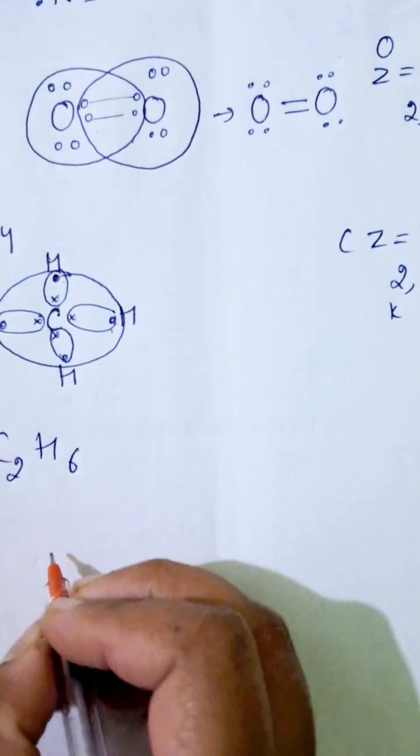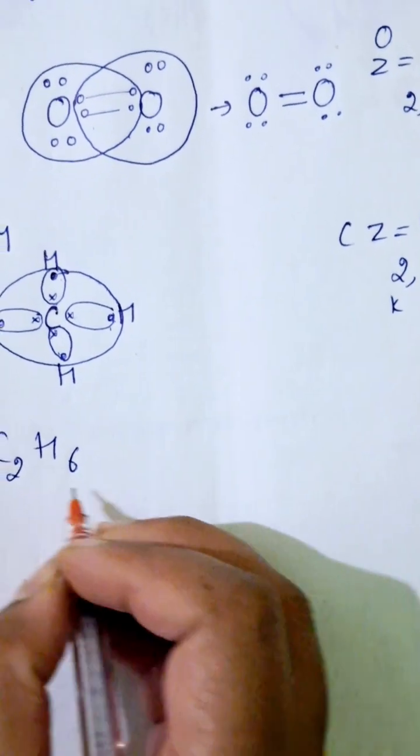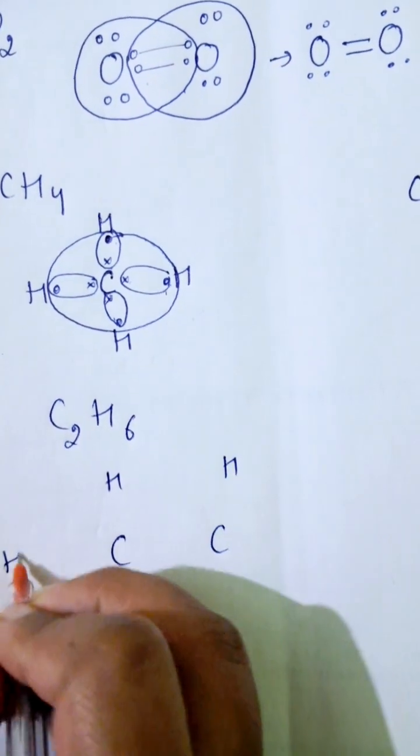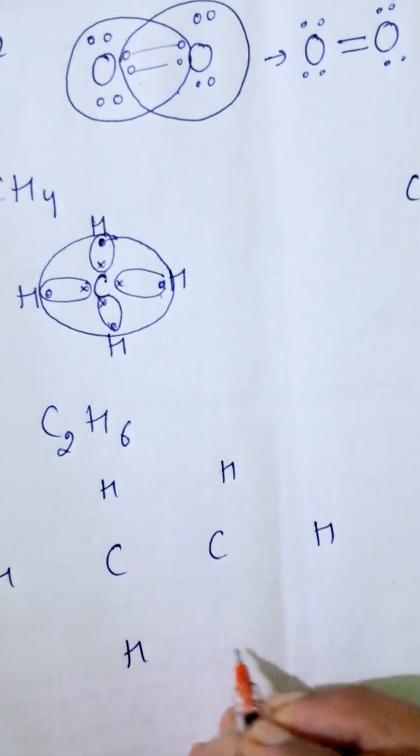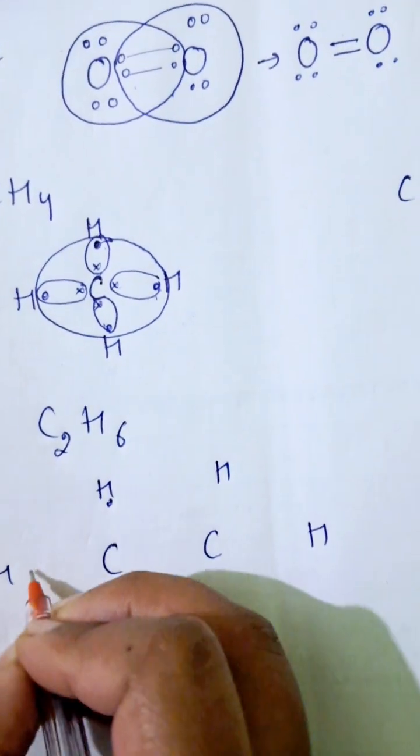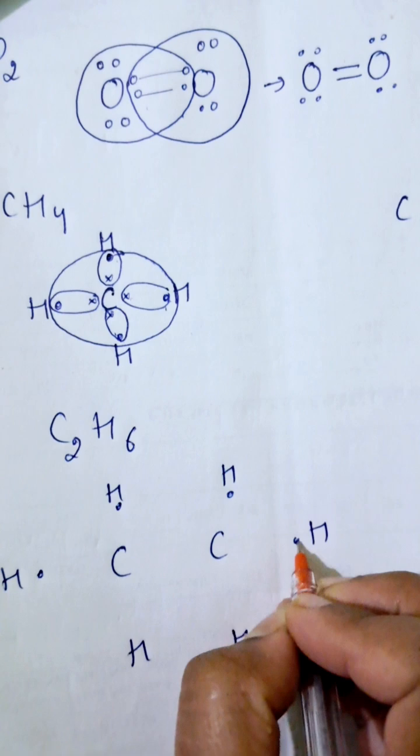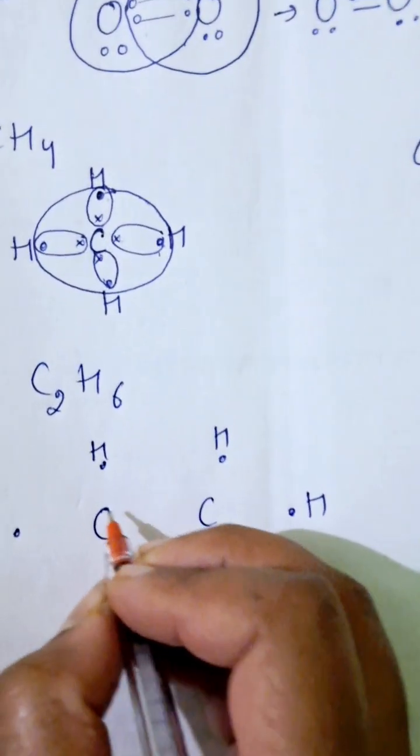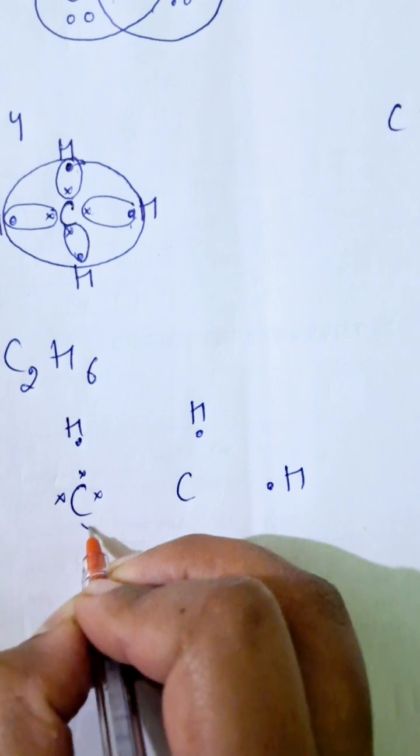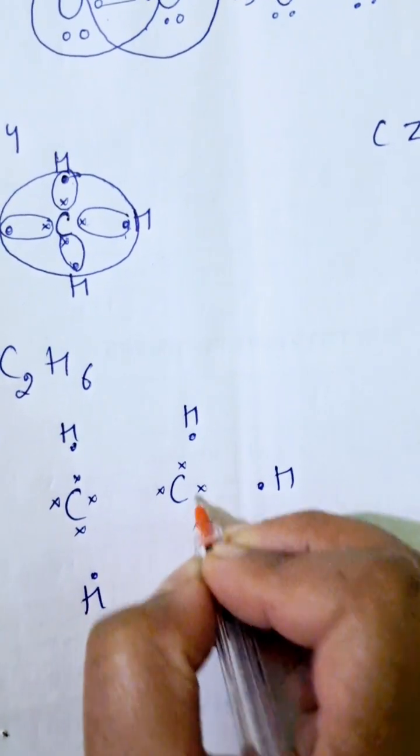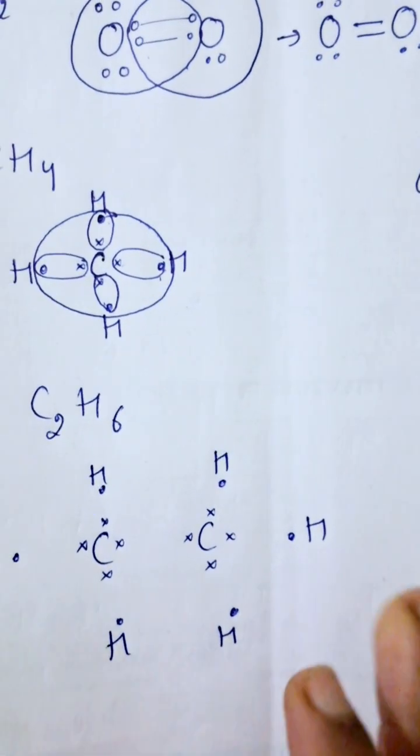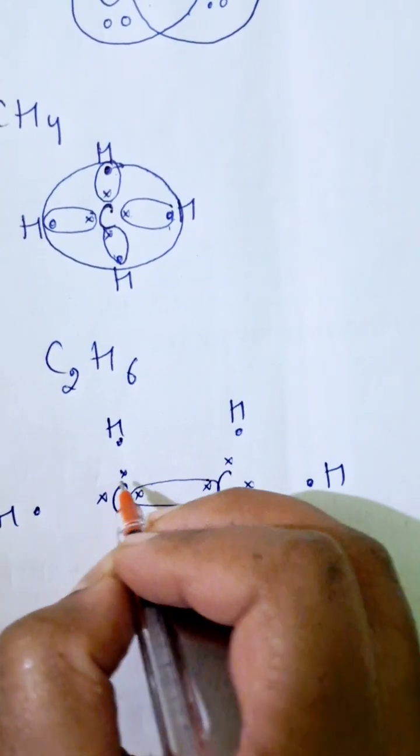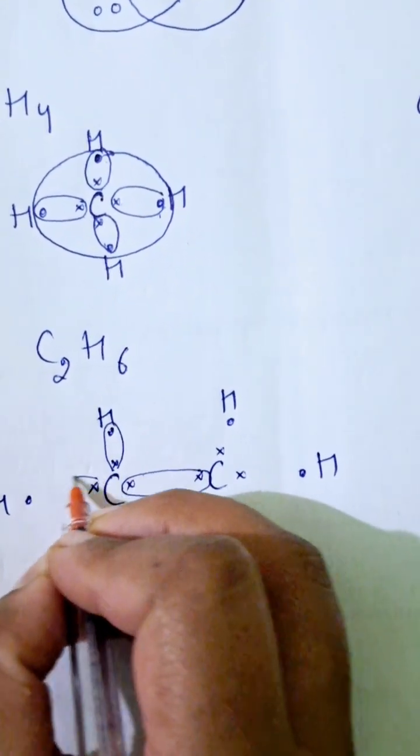So now we have 2 carbon atoms and 6 hydrogen atoms. So it is 1, 2, 3, 4, 5, 6. In the same way, hydrogen I will show with 1 single electron and carbon with 4 electrons. So 1, 2, 3, 4, 1, 2, 3, 4. And between the carbon and carbon there is one bond. Okay, and here there is one bond.